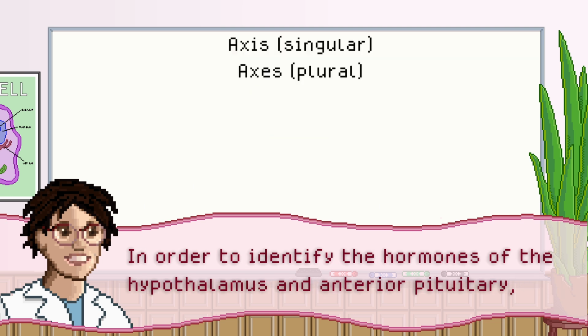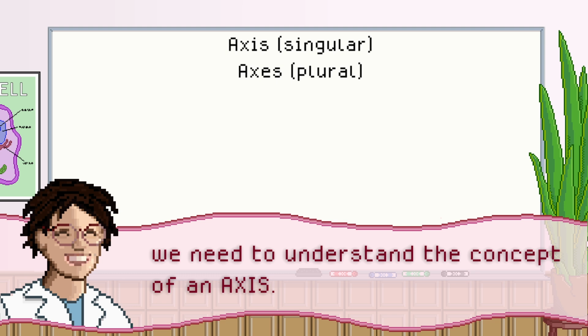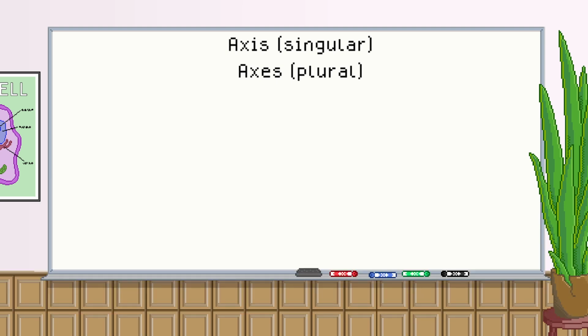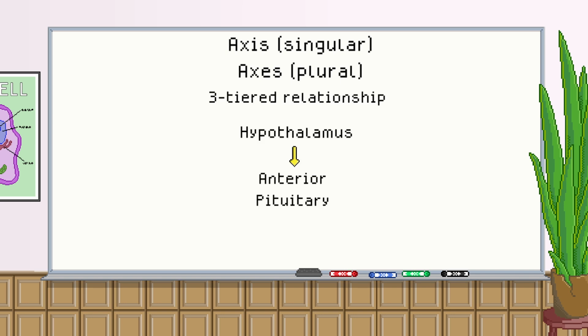In order to identify the hormones of the hypothalamus and anterior pituitary, we need to understand the concept of an axis. When we're talking about the endocrine system, an axis is a three-tiered relationship between the hypothalamus, anterior pituitary gland, and the target tissue. So what does this mean?